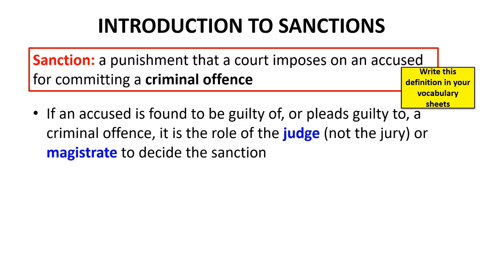In many cases, the accused will plead guilty to the criminal offence with which they have been charged. If the accused has been charged with an indictable offence, then there is no need for a jury to determine whether the accused is guilty or not, because the accused has pleaded guilty. In that case, the accused will proceed straight to a sentencing hearing, and the judge will decide on the sanction that is to be imposed on the accused.